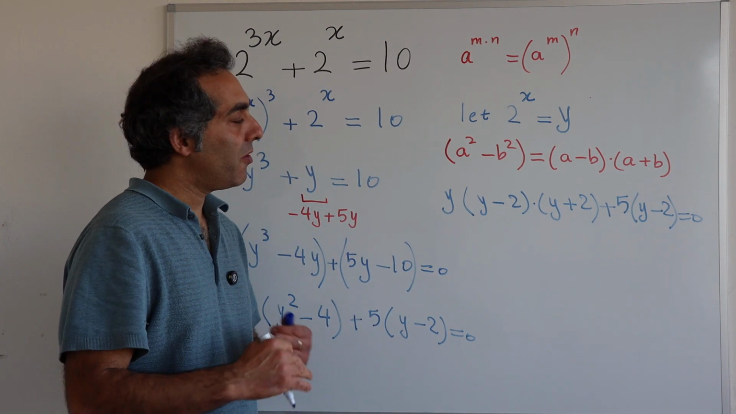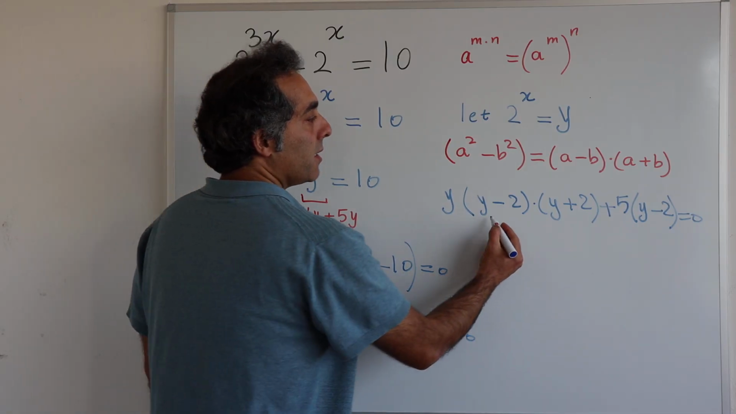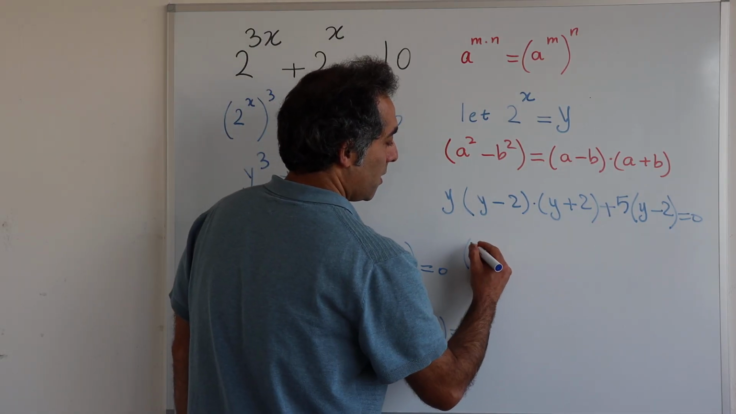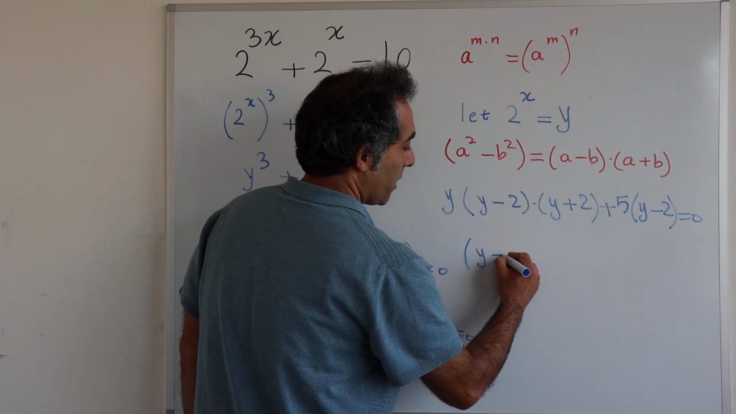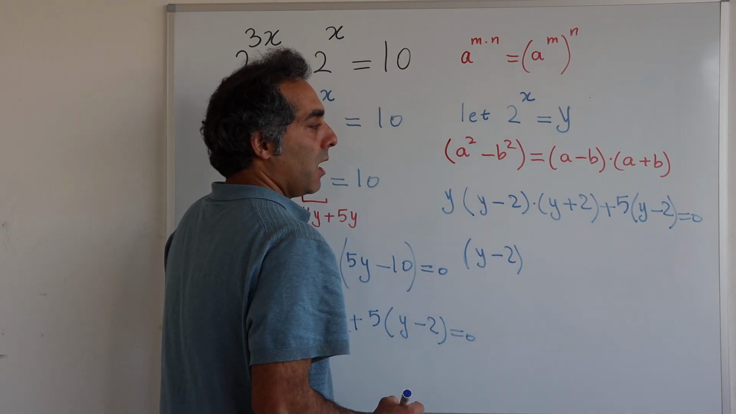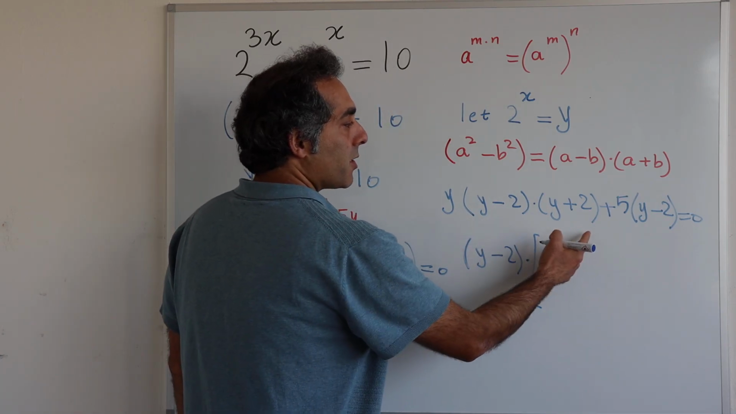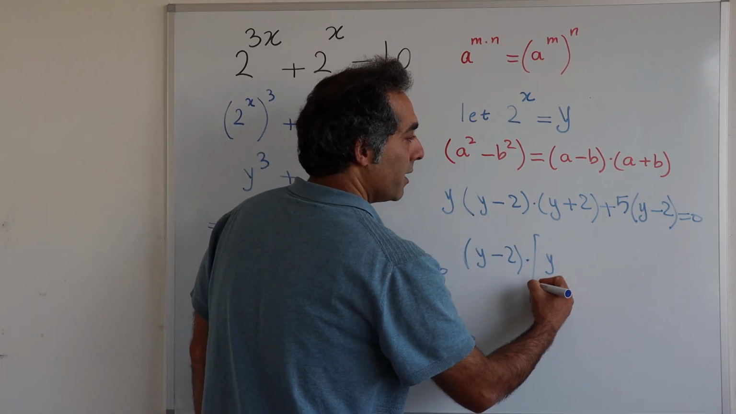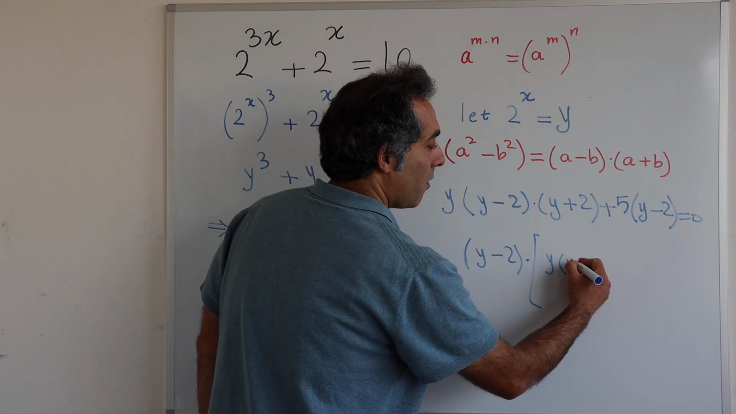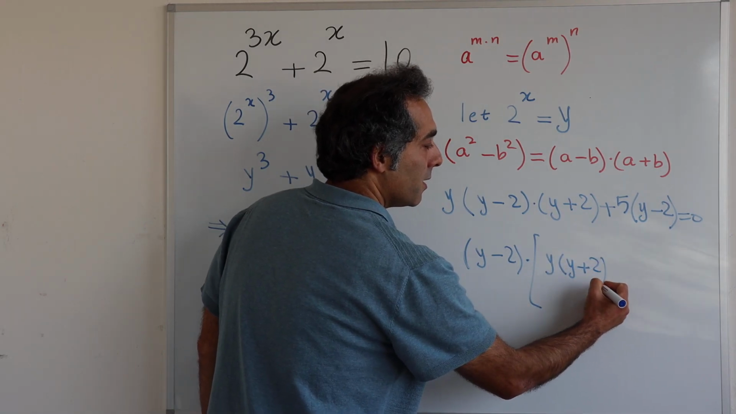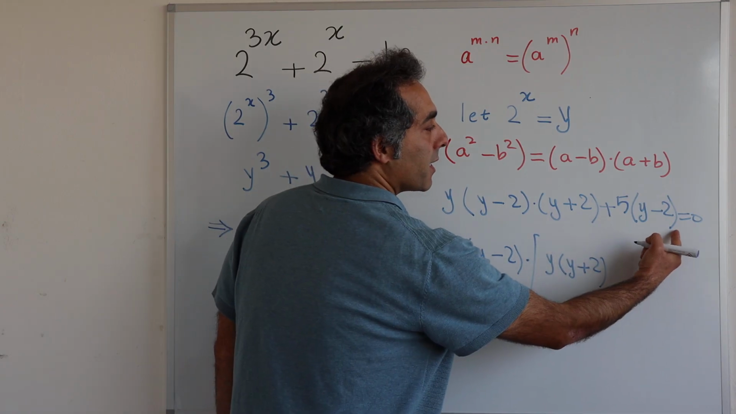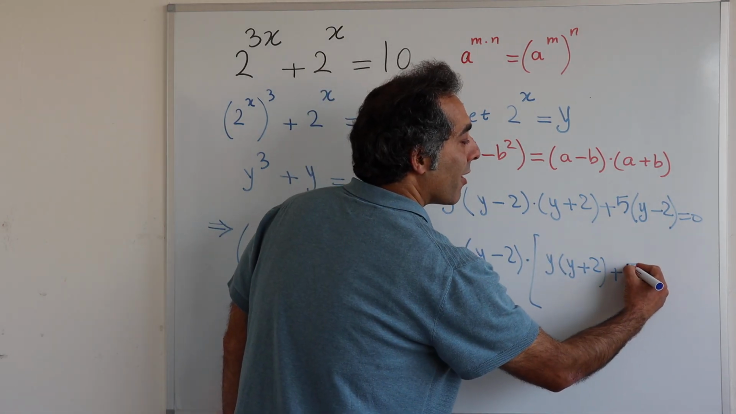You can simply factor out this y minus 2. Y minus 2 I factor out. From the first term, you only have y times y plus 2. And from the second term, you only have 5.